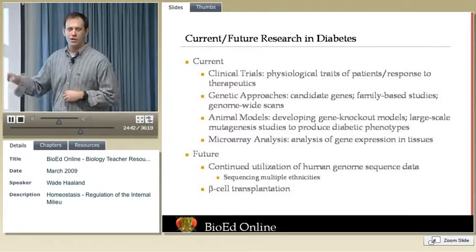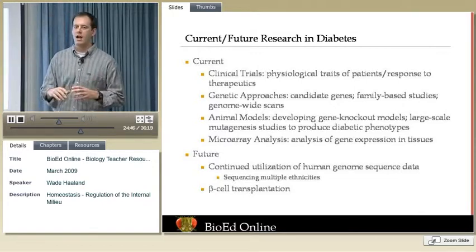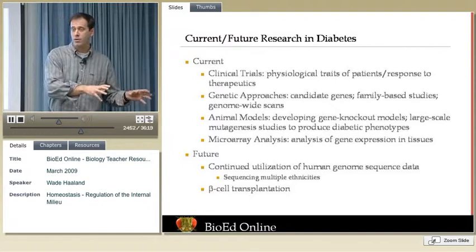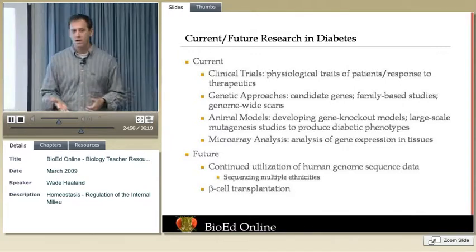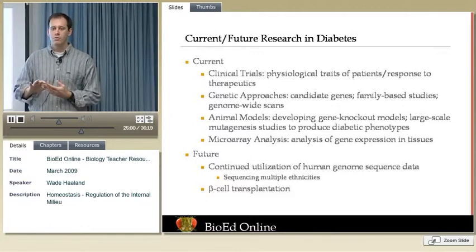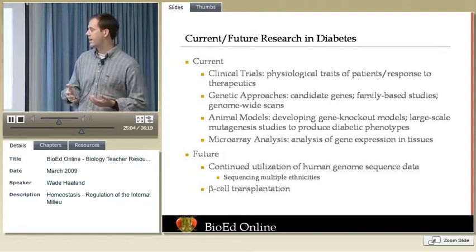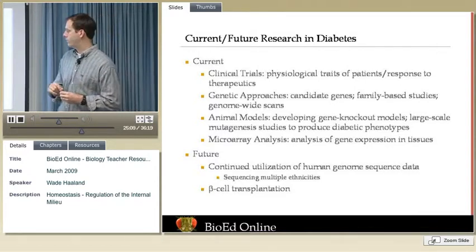We can do what's called genome-wide scans. A genome-wide scan is a very high-tech way of looking at a person's entire genome and looking for abnormalities. They can compare a normal person and a diabetic person and do things like that. We have animal models now. We can make mice. We can make other animals do what we want them to do genetically. We can build transgenic animals. And these are great sources of information for this kind of study.